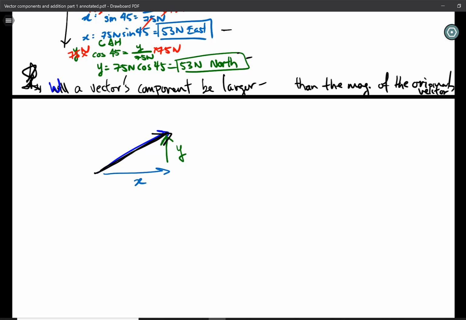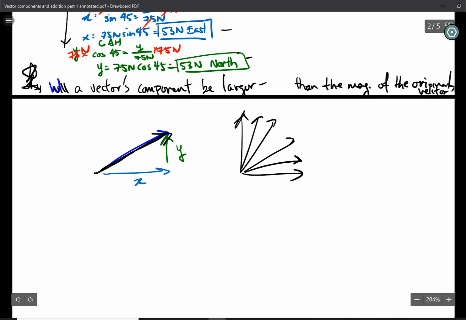Let's talk about why, and the theory behind this. Actually, let's start with this. Your vector can be in any direction, so I'm just going to use this plane here. My vector can be in this direction, this one, this one, this one, and we can go through all the different scenarios.